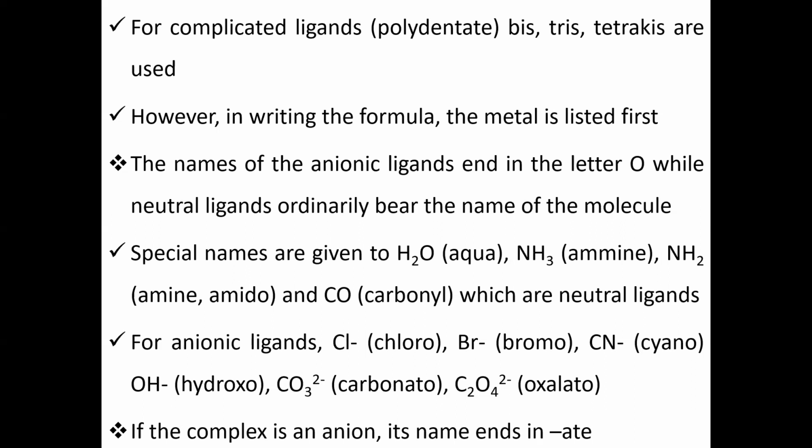So if the complex is an anion, its name ends in -ate. What do you mean by -ate if it's an anion? That is, if the complex is negatively charged, that makes it an anionic complex. So it's going to end with -ate. Like your copper will now be your cuprate, if the metal is copper and it's an anionic complex.